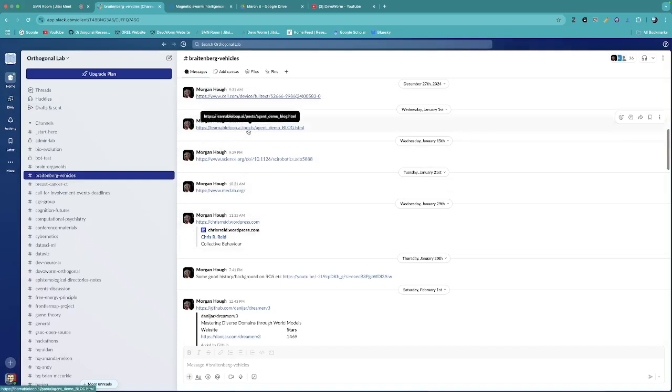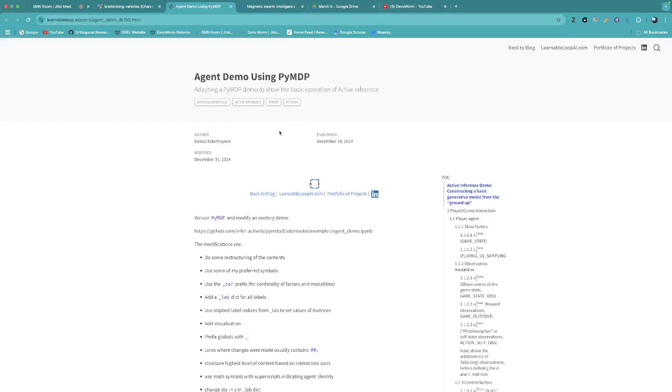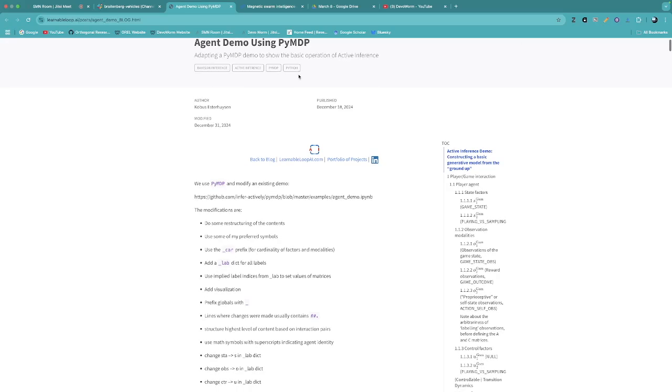The next one here is an agent demo using PyMDP. PyMDP, of course, is one of the things they use in active inference. This is the Python package for it. This was posted, I think, on Active Inference Institute or something like that.